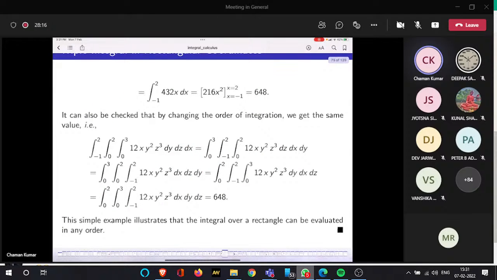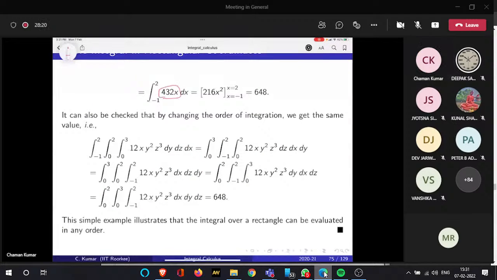You will get 432x. And then integrate with respect to the variable x, you'll get 648. Right? Now you can check by changing the order of integration that you will arrive at the same answer.